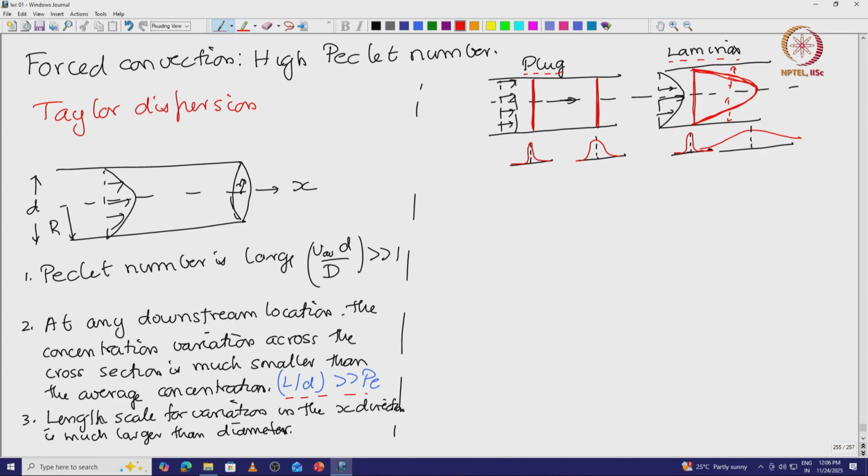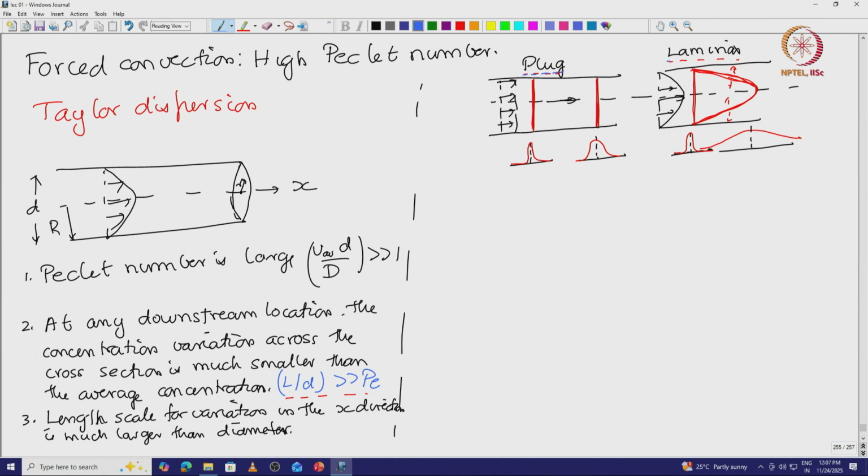If you had a plug flow, the velocity is a constant across the entire cross section. And therefore, if you inject a pulse at some x location in a plug flow, that pulse is going to travel downstream at a constant velocity throughout the cross section, and any spreading of that pulse will occur only due to molecular diffusion.